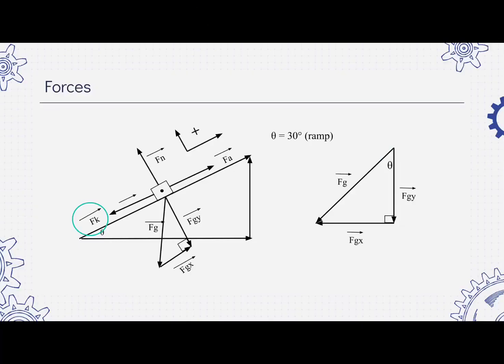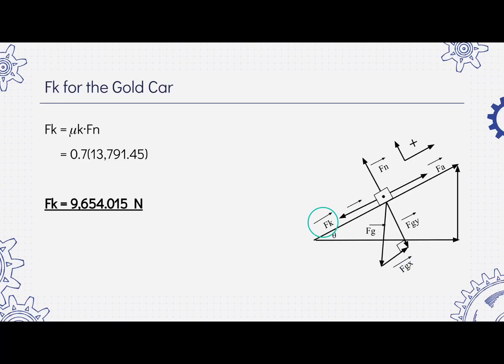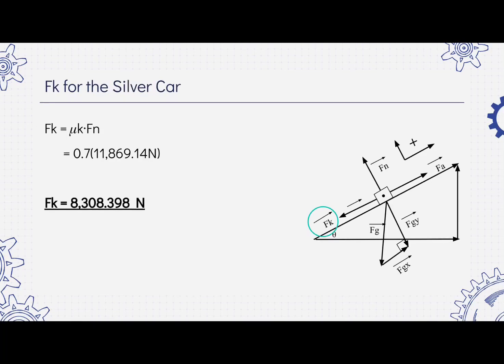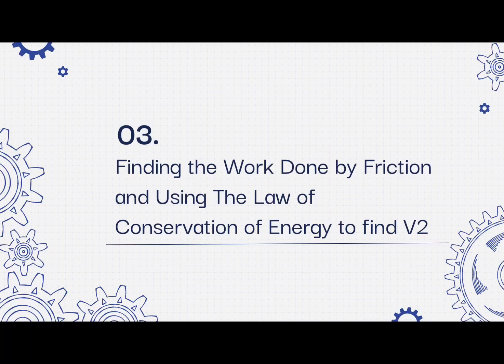Next, I calculated the force of kinetic friction acting on both cars. Using the equation Fk equals mu k Fn, I found that the gold car was facing 9,654.015 newtons of kinetic friction, and the silver car was facing 8,308.398 newtons of kinetic friction. With these values, I moved on to the next step of my calculations, finding the work done by friction and using the law of conservation of energy to find the final velocity of the cars on the ramp.